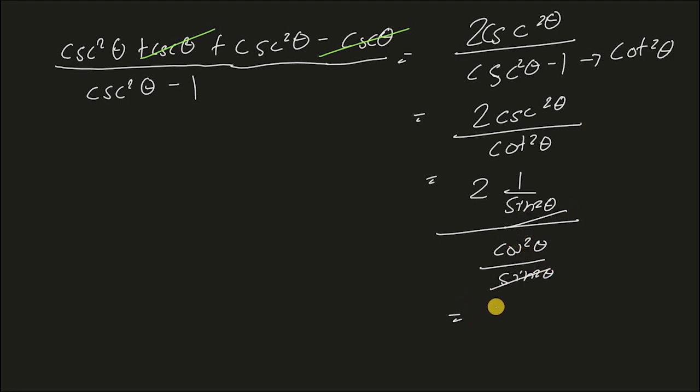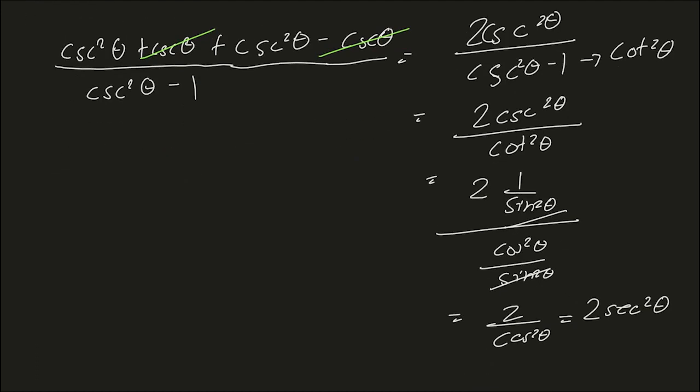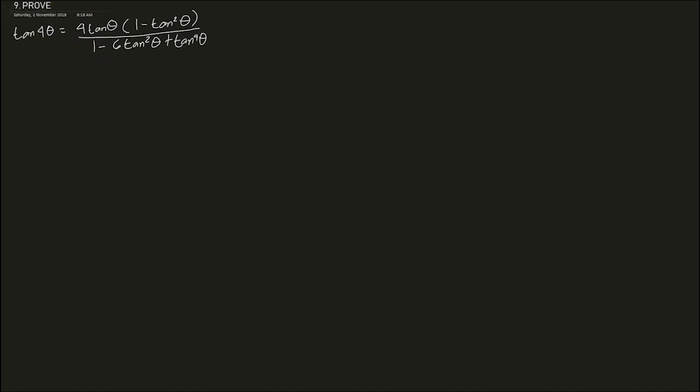So, yung matitira na lang, guys, is 2 over cosine squared theta. And 2 over cosine squared theta is equal yan sa reciprocal niya, which is 2 secant squared theta. So, na-prove natin na ito, this is equal to this. Alright, next. Alright, guys, for this problem number 9, this tangent 4 theta is equal to this value.